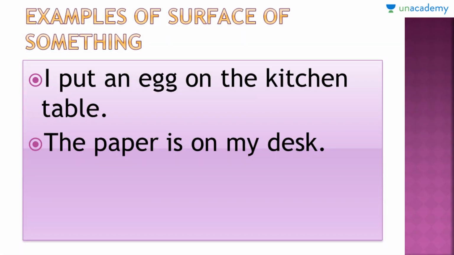Moving on. Example of surface of something. Whenever something is placed on the surface of something, we use on. I put an egg on the kitchen table. Clearly you get the idea that the egg was put on the surface of the kitchen table. The paper is on my desk. Again, the surface of the desk is where the paper is. So the use of on.